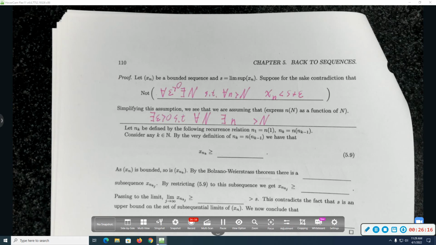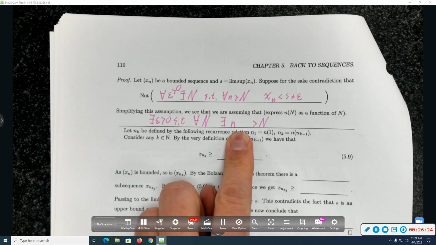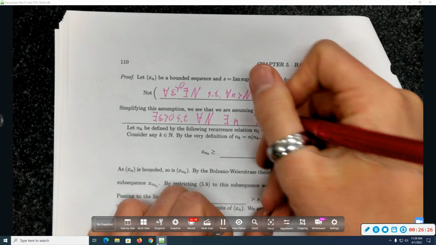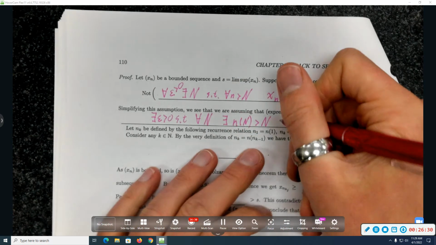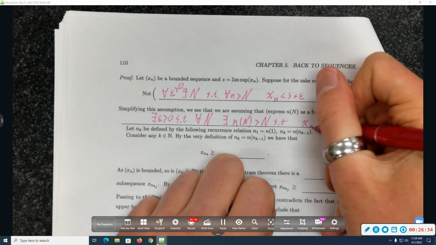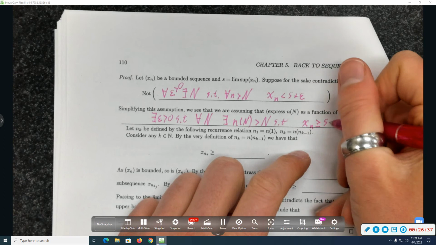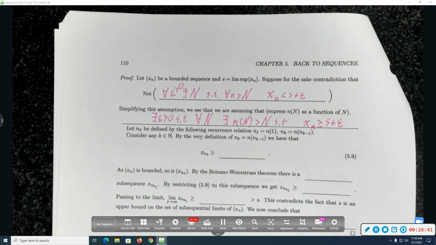So epsilon is conjured up at the beginning of the day. It is now a fixed constant through the rest of the statement. For every big N, I can come up with a choice of little n that depends on big N. So I'll think of this as being a function, such that, and then I get to negate this. People feel pretty good? Yes.